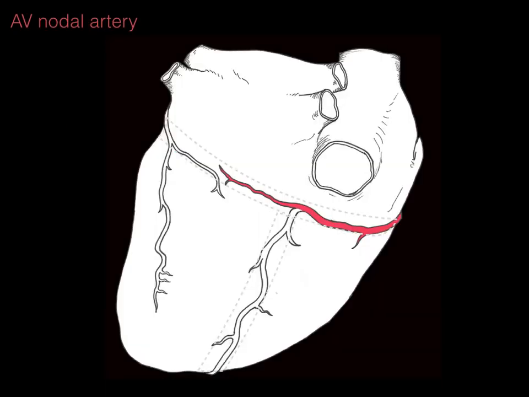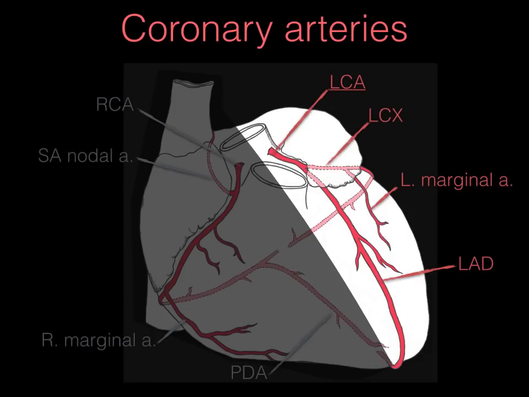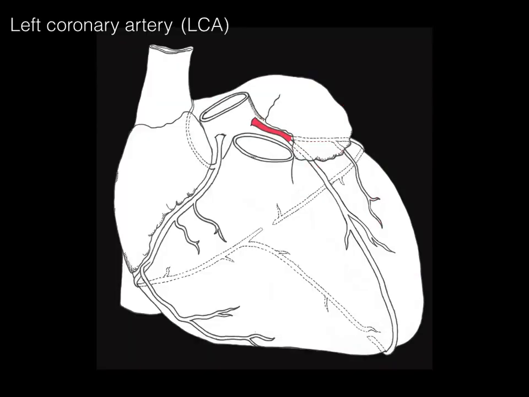And look right at that crux, there's a little artery that comes off. At that crux, that is called the artery to the AV node, or the AV nodal artery. That's the nervous tissue, the conduction system, that takes the depolarization of the heart muscle from the atria down to the ventricles. All right, let's talk about the left coronary artery and its branches now.